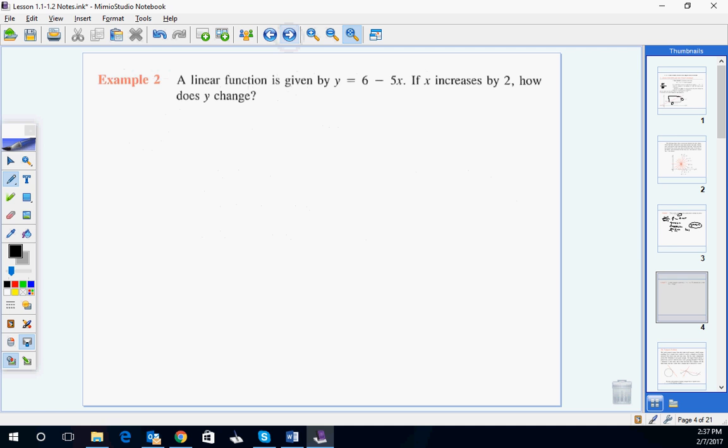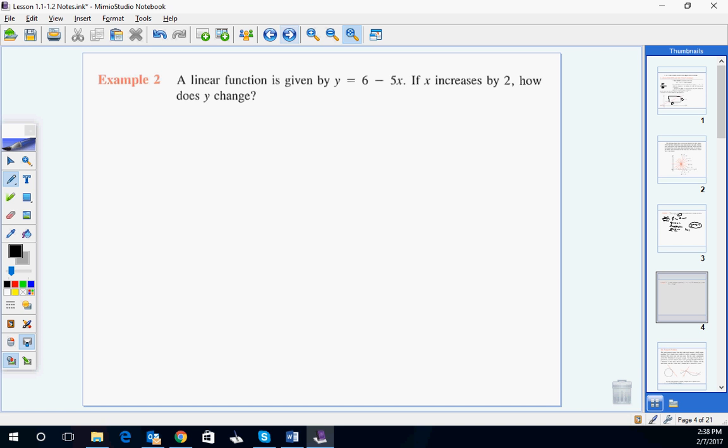Okay, a linear function is given by 6 minus 5x. If x increases by 2, how does y change? So if x increases by 2, how does y change? So what's the relationship between y every time x goes up by 2? So if I plug in x is 3, x is 5, x is 7, how does y change? Well, you kind of just cheat from the slope, right? What's 2 times negative 5? Negative 10. So it changes by negative 10.